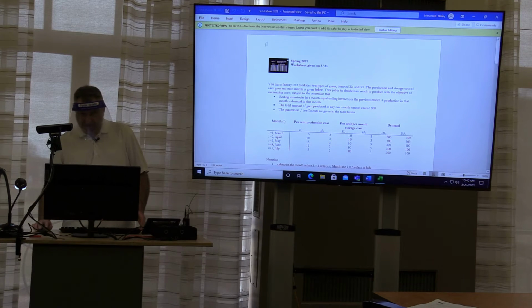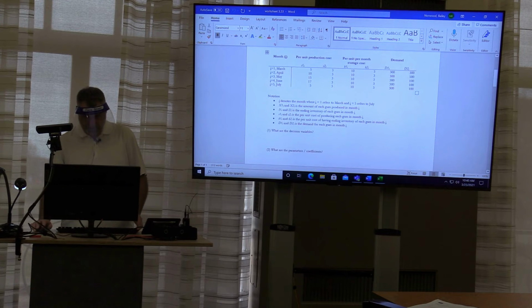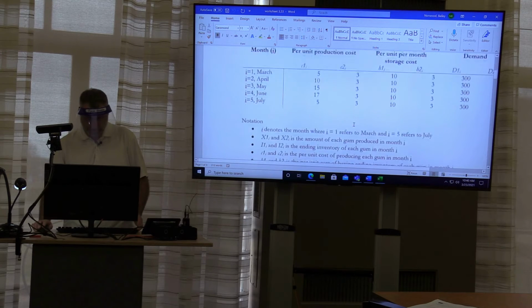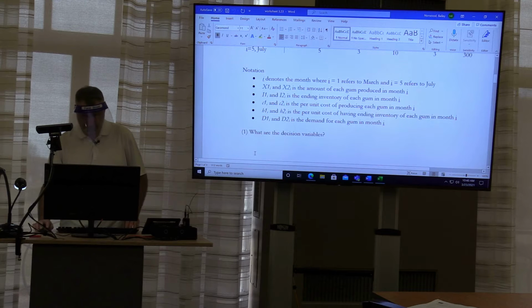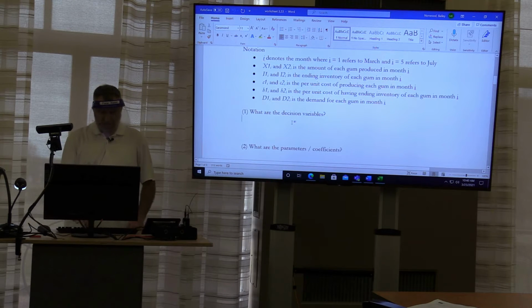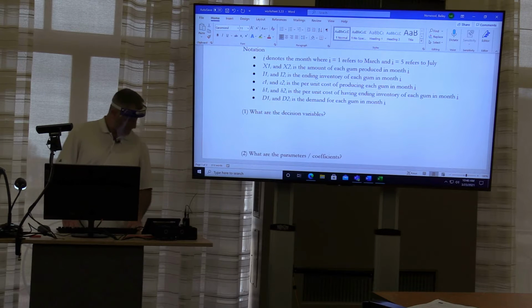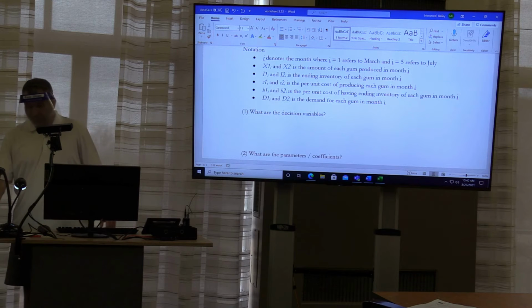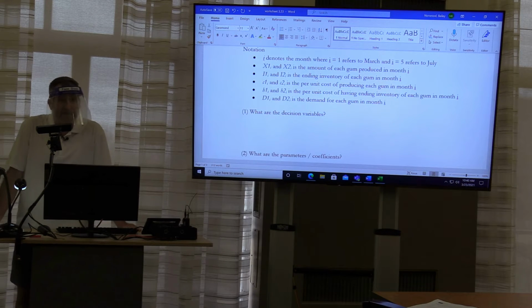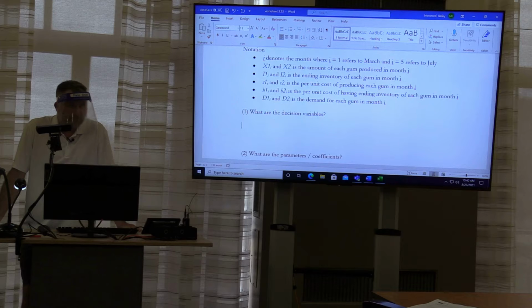The first set of questions is to help us make sure we understand the structure of the model. And number one is saying, what are the decision variables? Okay, so help me here. What kind of things are we asking the computer to decide? What is within our control? What, Stevie Ray? How much to make and what?